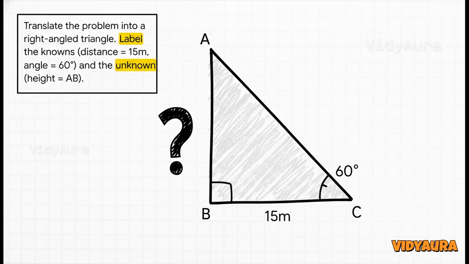We have a vertical tower, let's call that line AB. Then there's the ground, which is a horizontal line, we'll call that BC. The problem says the point is 15 meters away, so that means the length of BC is 15. And from that point, the angle of elevation, looking up, is 60 degrees. So the angle at point C is 60. And we need to find the height of the tower, AB. Look at that. Instantly, the whole problem just makes more sense, doesn't it?